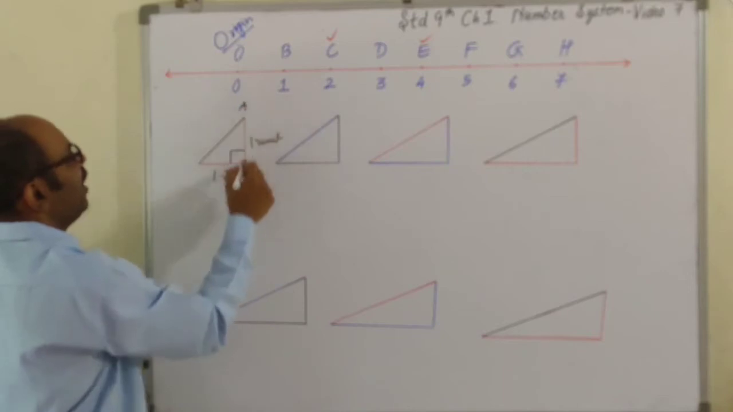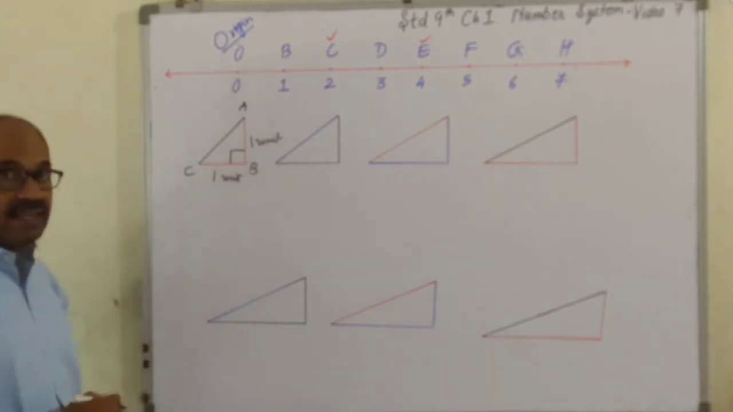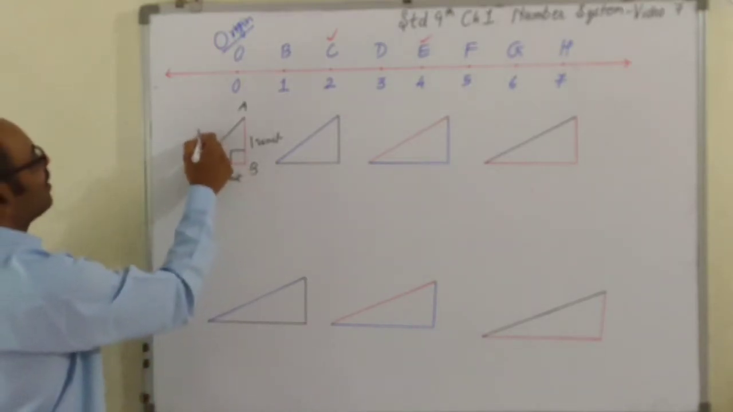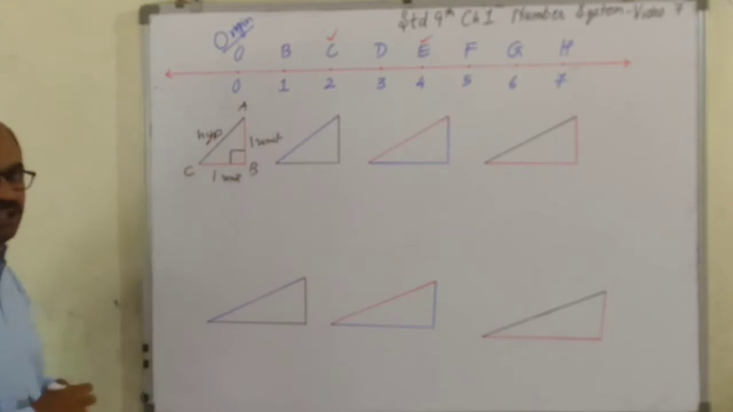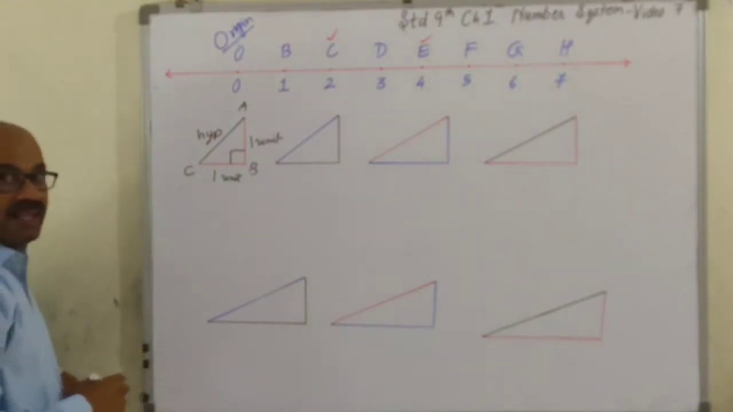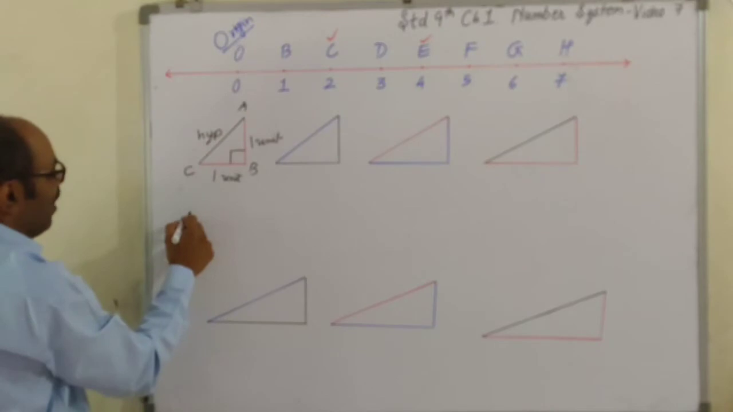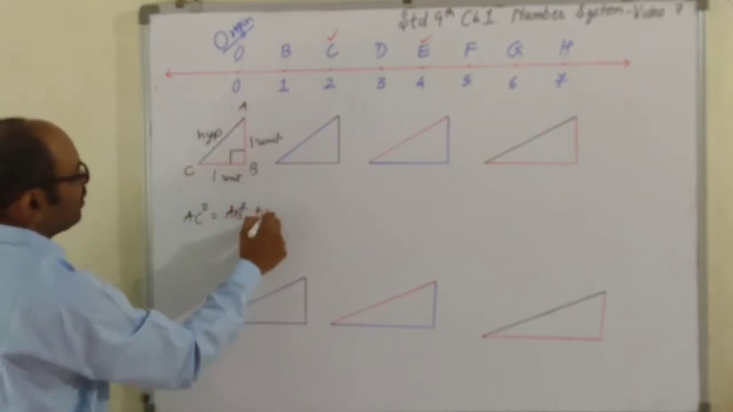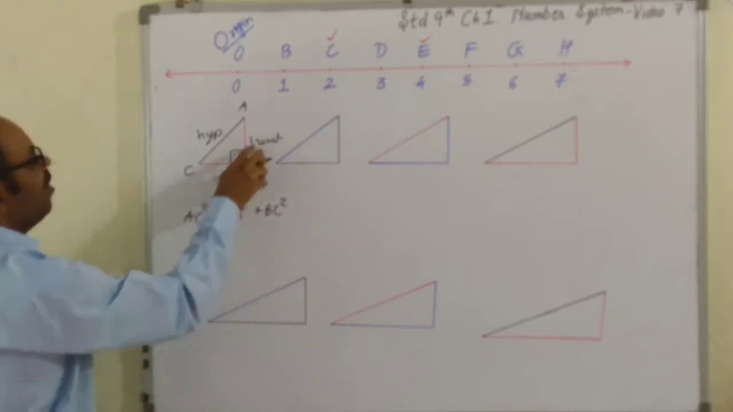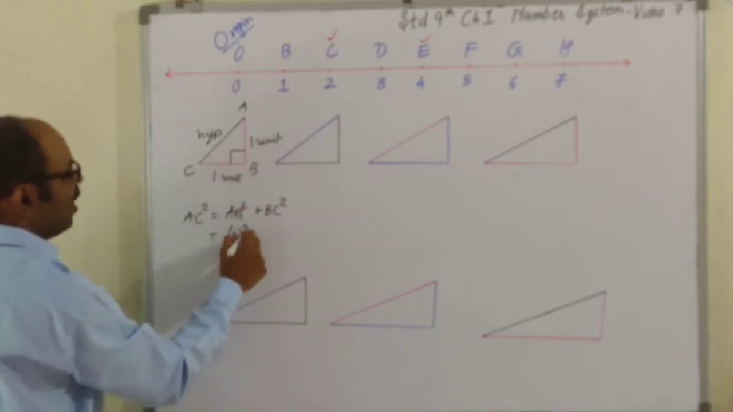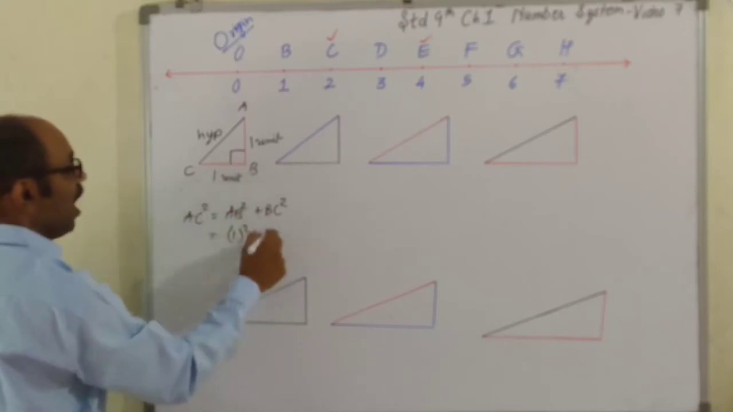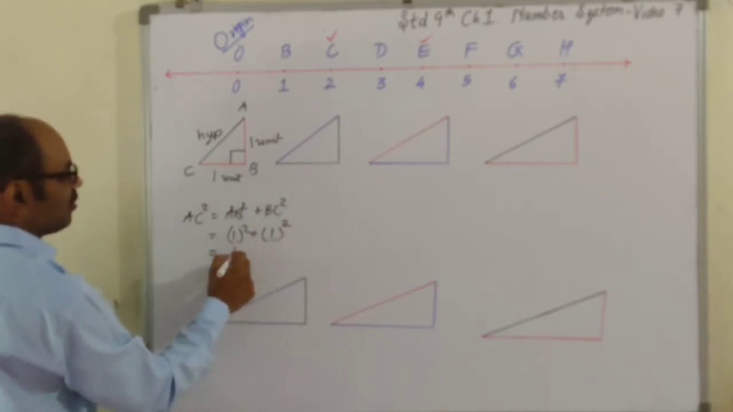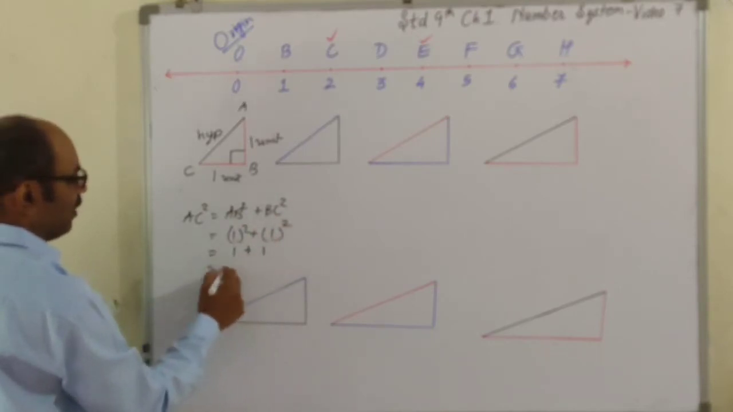Let me say this is right angle triangle ABC. Angle B is the right angle, so the side opposite to B is the hypotenuse. I'm writing it in sharp. What is the Pythagoras principle? AC square is equal to AB square plus BC square. What is AB? 1, so 1 square. What is BC? 1, so 1 square. 1 square plus 1 square is 1 plus 1, that is 2.